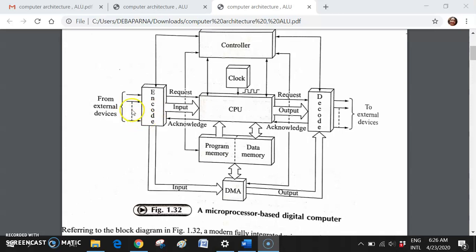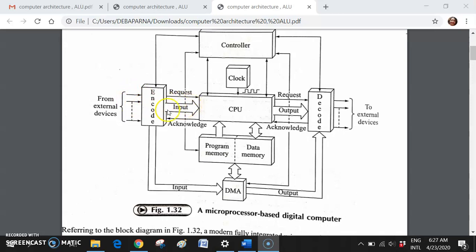After that, there is the encoder. Encoder means your data is analog data; outside world data is analog data. The computer cannot understand analog, it can only understand digital. That's why you first have to convert it from the analog version to the digital version. So that's why we need the encoder. The encoder changes the analog data into the equivalent digital data.